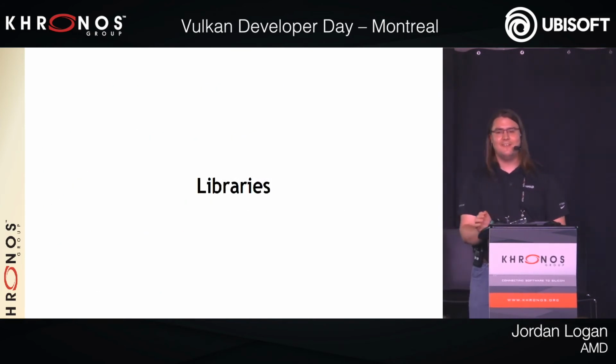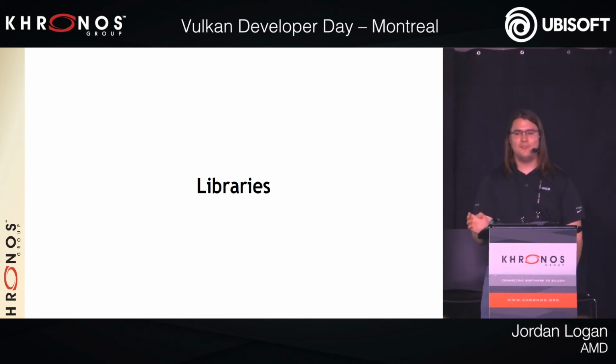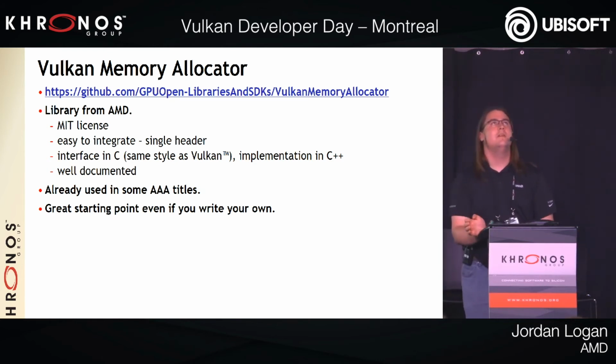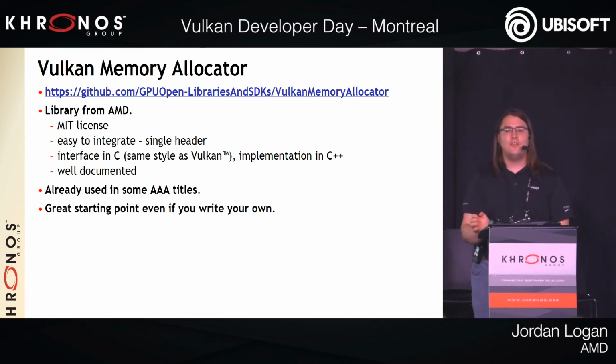Okay, so there's a lot of work with actually getting Vulkan memory management up. One of the things we did at AMD is create a library you can use that's open source. It's known as the Vulkan Memory Allocator. It's quite simple, actually. It was designed for easy integration with a single header and to match the flow of Vulkan. It's already been used in a few AAA titles, and I find that it's a great starting point if you're just trying to get your engine up and running in Vulkan.